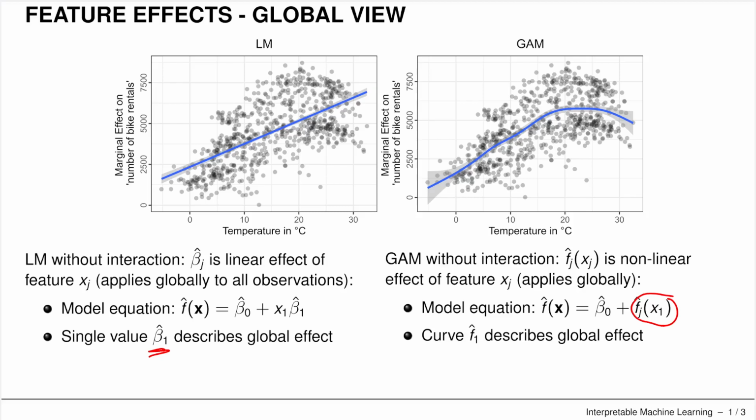While this is possible for linear lines, it's not possible for curves, like in the nonlinear GAM case here. However, GAMs allow to visualize this effect so that we have a curve that describes the global effect of temperature in this example. As we can see, also the data points seem to be fitted better because in high temperature regions, the effect seems to drop, which was not possible in the linear model.